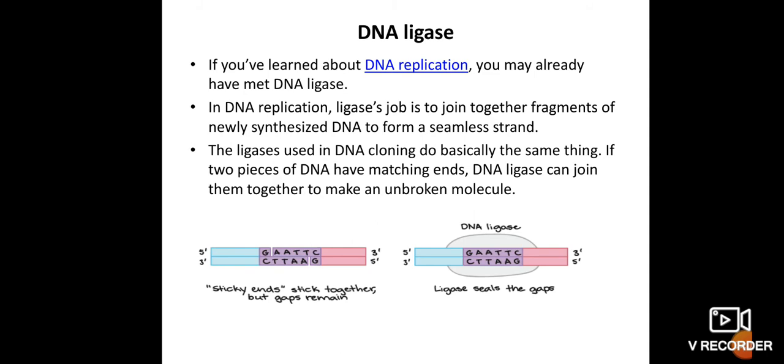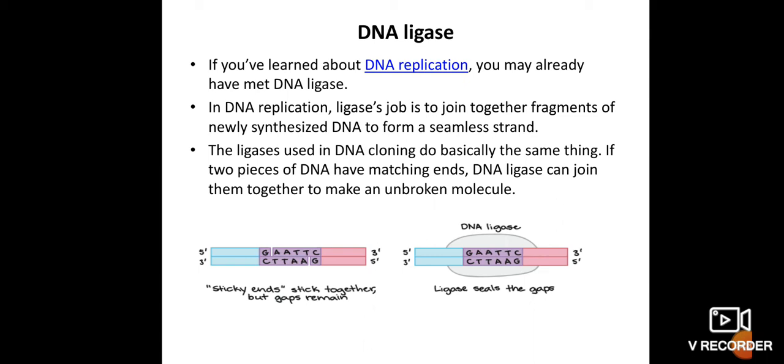Now coming to DNA ligase. If you have learned about DNA replication, you may already have met DNA ligase. In DNA replication, the ligase's job is to join together fragments of newly synthesized DNA to form a seamless strand. Seamless means continuous strand. The ligases used in DNA cloning do basically the same thing, that is joining.